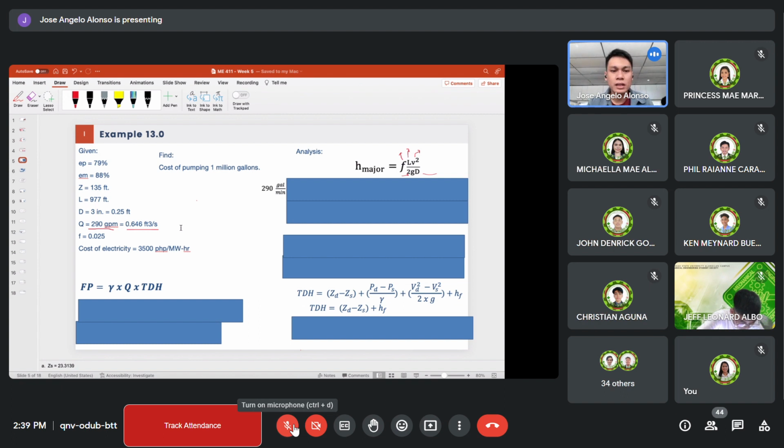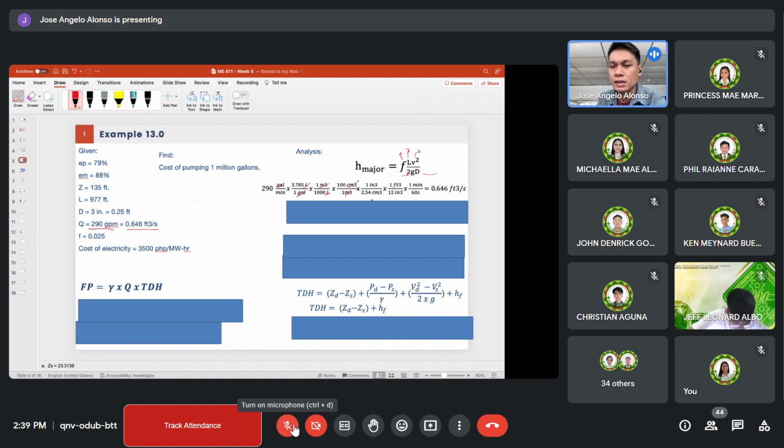Directly from 290 gallons per minute, equivalent to 0.646 cubic feet per second. Pero yung conversion factor niya is ito, medyo mahaba lang. Hindi ko alam kung merong shortcut nito. Pero, sige, check natin. For every 1 gallon, there's 3.785 liters. Cancel natin yan. For every 1,000 liters, there's 1 cubic meter. For every 1 cubic meter, 100 cubic centimeter. For every 2.54 cubic centimeter, 1 cubic inch. Every 12 cubic inches, 1 cubic feet. Then, convert natin yung minutes to seconds. 1 minute, 60 seconds lang. That will give you 0.646 cubic feet per second.